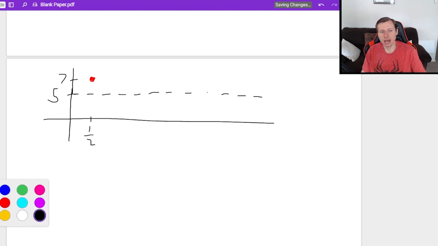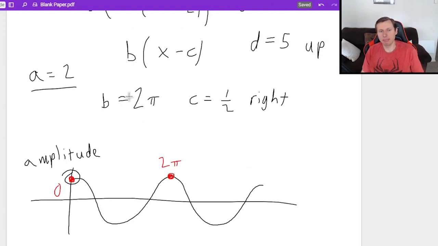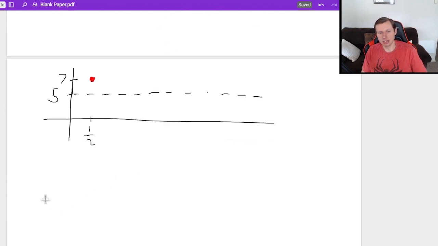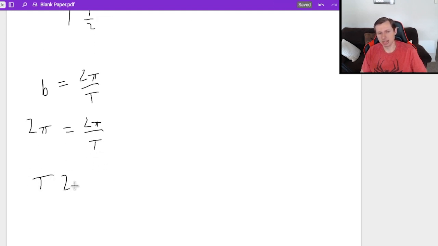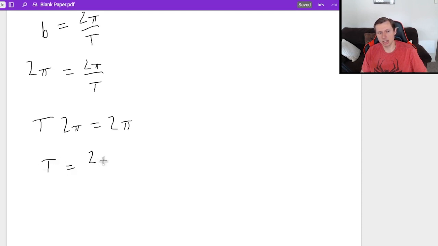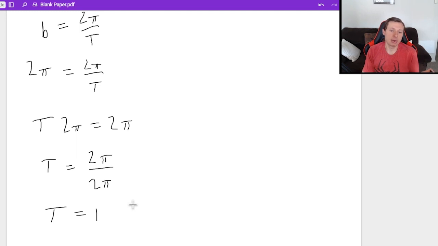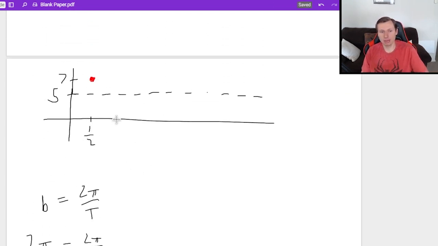Okay, now let's find the period. So the period b equals 2 pi. That means b equals 2 pi over T. That means 2 pi equals 2 pi over T. Multiply both sides by T, and then we divide by 2 pi. So it looks like T equals 2 pi over 2 pi, which is just 1. My period is 1.